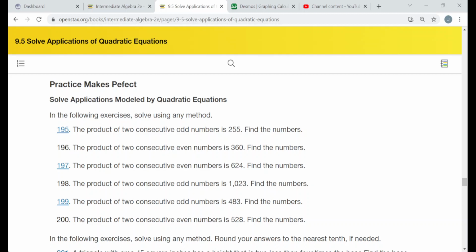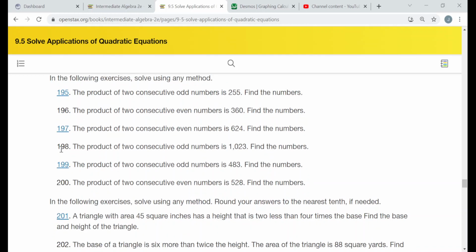Alright, so the first exercise I'm going to do is 196. Now all we're asked to do is solve using any method. So 196 reads, the product of two consecutive even numbers is 360. Find the numbers. Okay.